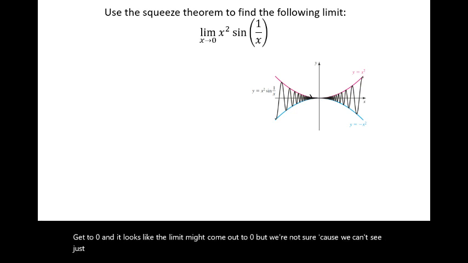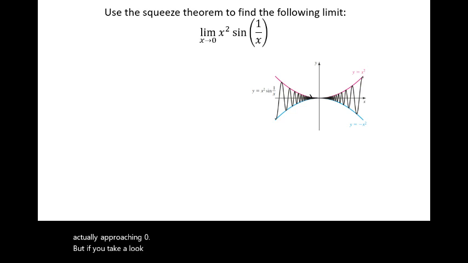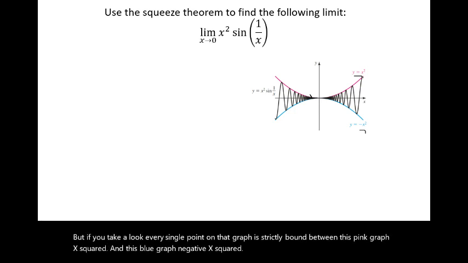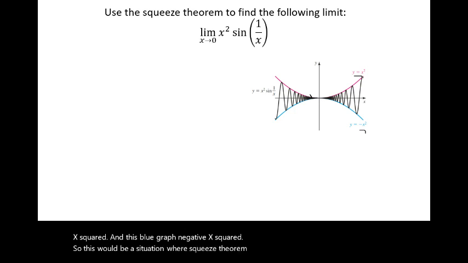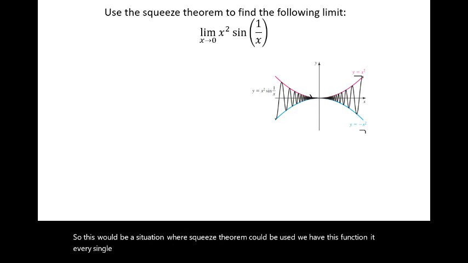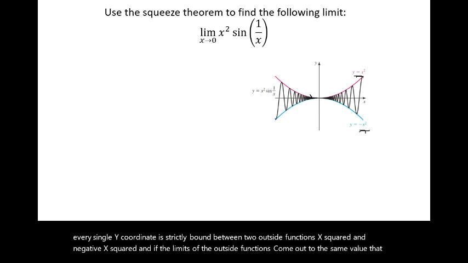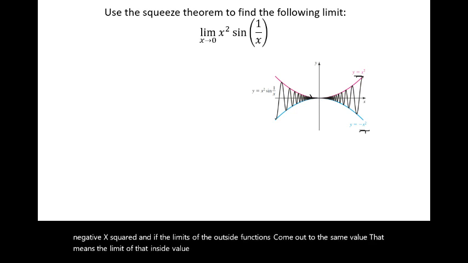So we don't know if this is just oscillating forever or if it is actually approaching 0. But if you take a look, every single point on that graph is strictly bound between this pink graph, x squared, and this blue graph, negative x squared. So this would be a situation where squeeze theorem could be used. We have this function. Every single y-coordinate is strictly bound between two outside functions, x squared and negative x squared. And if the limits of the outside functions come out to the same value, that means the limit of that inside value must also equal that same value.